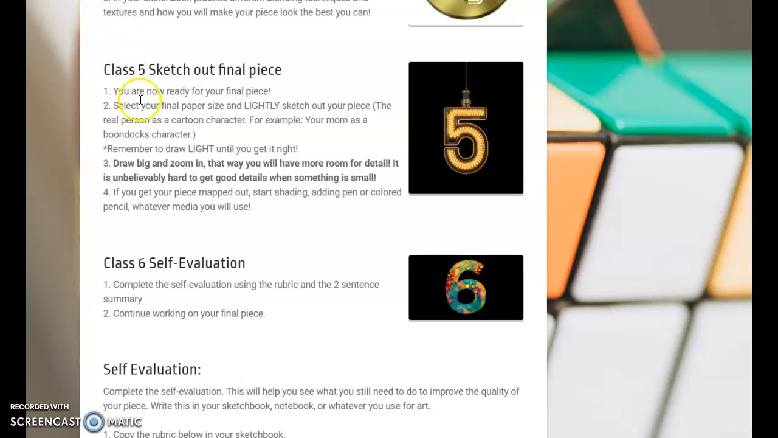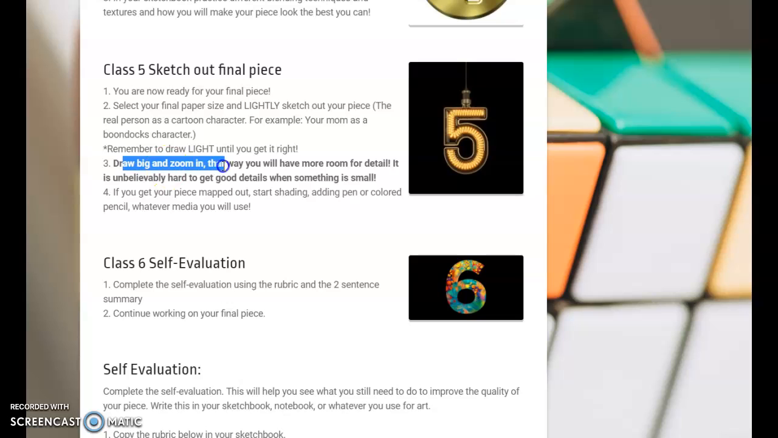All right, class 5, you are going to work on sketching out your final piece. So awesome. Today, remember, pick your paper size based on how fast you work. If you work really quick, you might want to pick a bigger piece to challenge yourself. If you work slow, pick a smaller piece so the quality doesn't suffer.